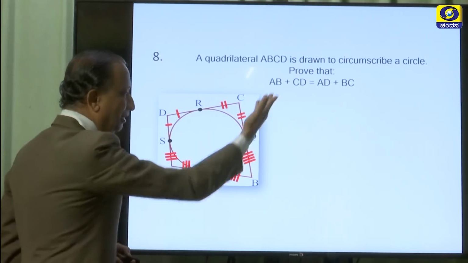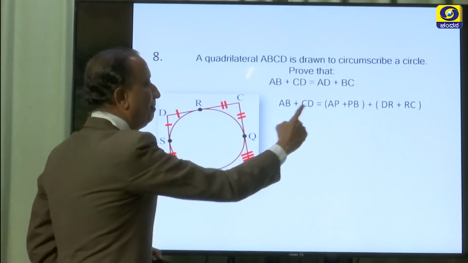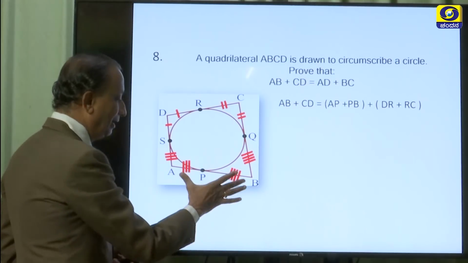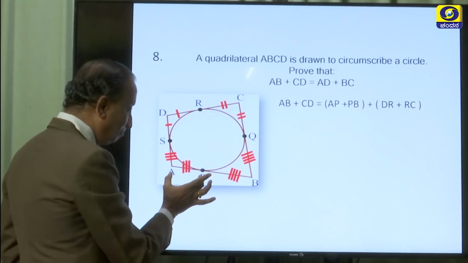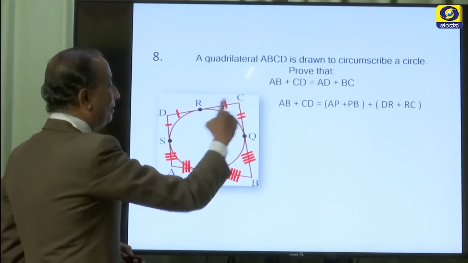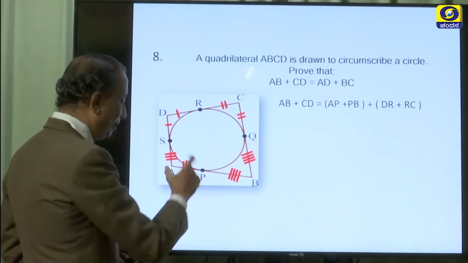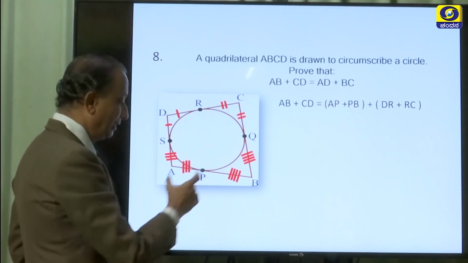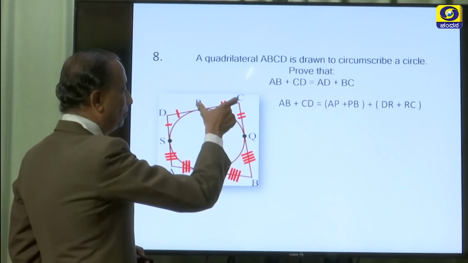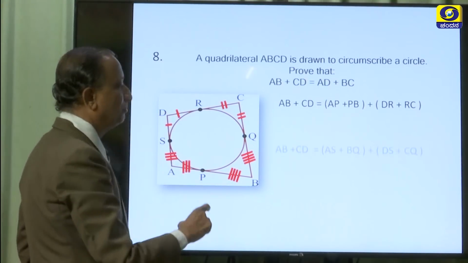So, with this information, let us find out what is AB plus CD. So, AB plus CD is nothing but AB can be split as AP plus PB, plus CD can be written as DR plus RC. Now, instead of AP, can we not substitute AS? Instead of PB, write BQ. Instead of RC, you write this. Instead of DR, you substitute this.